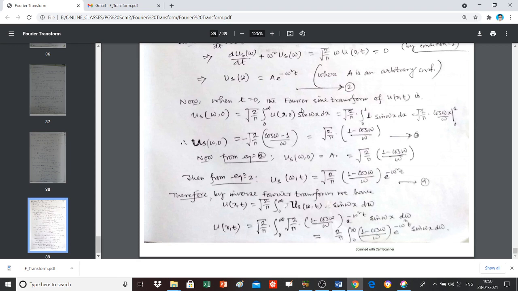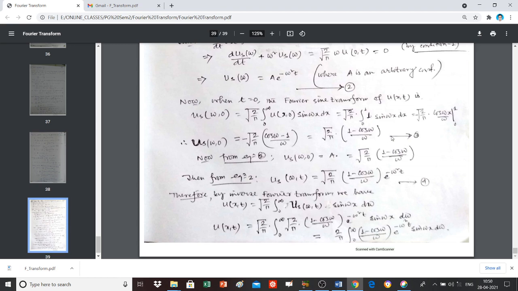And now from equation 2, this is equation number 2. Now from equation number 2, if you use t equal to 0 in this equation, then u_s(omega, 0) is equal to a, since e to the power 0 means 1. So u_s(omega, 0) is equal to a, and the value of u_s(omega, 0) that we have calculated from here is square root 2 by pi (1 minus cos omega) by omega. So the constant a has the value square root 2 by pi (1 minus cos omega) by omega.